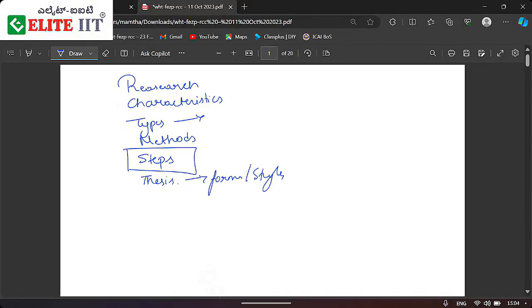We'll also learn how ICT is implemented in the research process, the application of ICT in the research process. Finally, the small topic, research ethics. This is also one of the topics we will be studying in detail. So these are all the concepts we'll be going through elaborately.